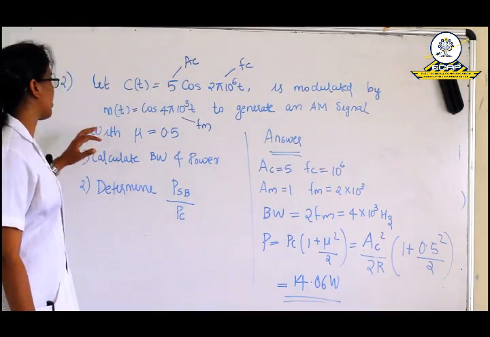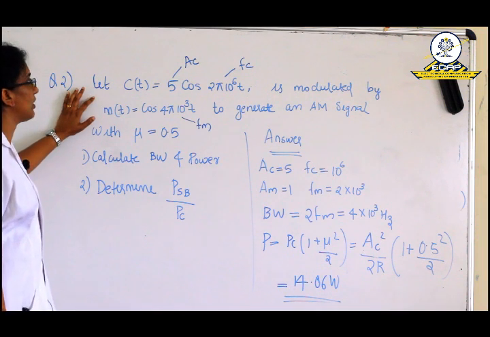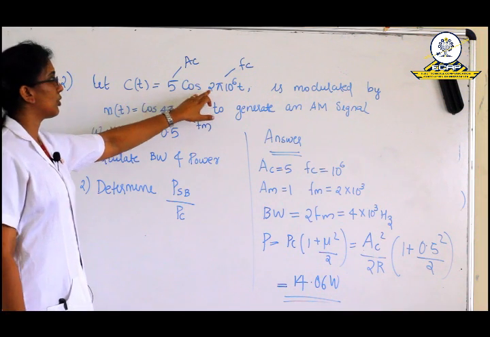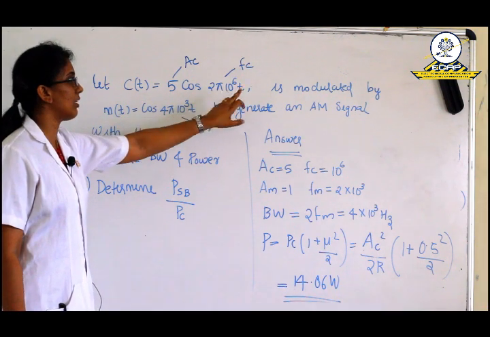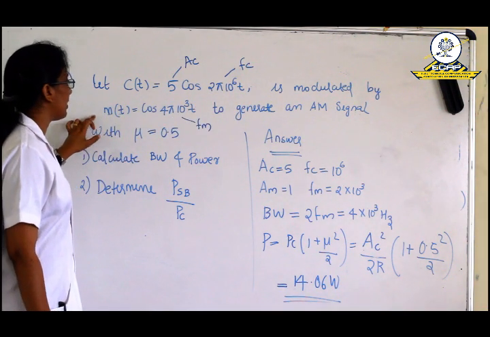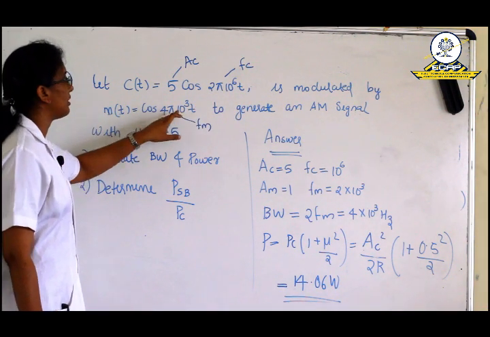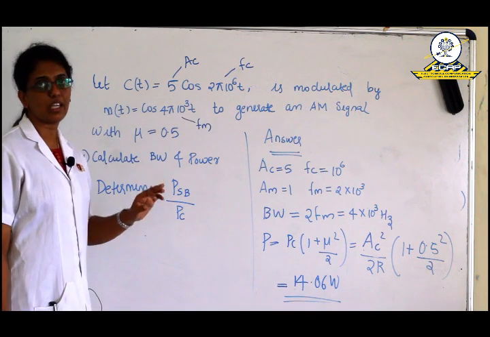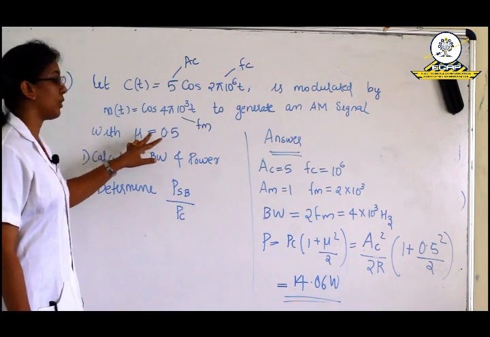Okay, the next question is, let C of t is equal to 5 cos 2 pi 10 raised to 6 is modulated by m of t is equal to cos 4 pi 10 cube t to generate an AM signal with mu is equal to 0.5.